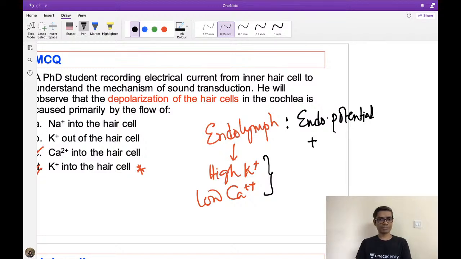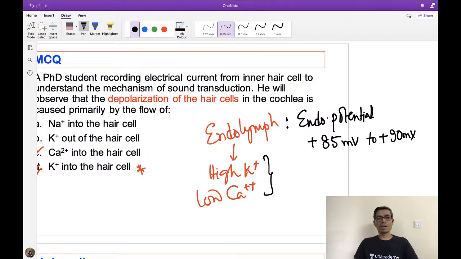No, that is not the endolymphatic potential. I am asking you to write down one number. Endolymphatic potential is plus how much? Plus 85 millivolt to plus 90 millivolt. This is the answer of the NEET exam question that has been asked. This is the potential present at the level of the endolymph, that's why it is known as the endolymphatic potential. Getting my point? Okay.